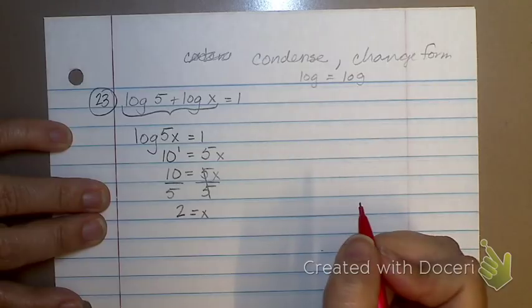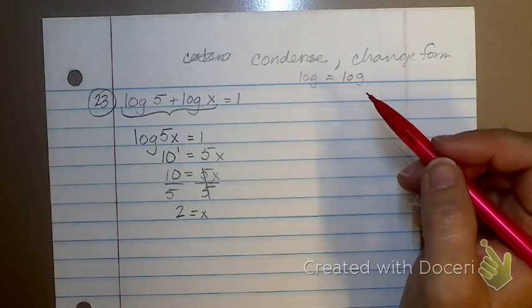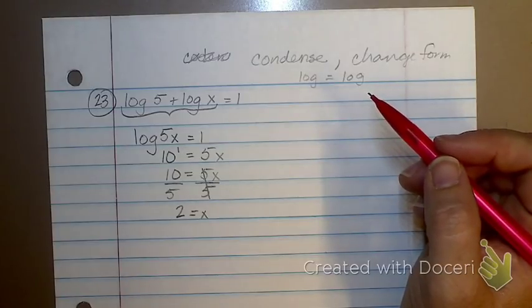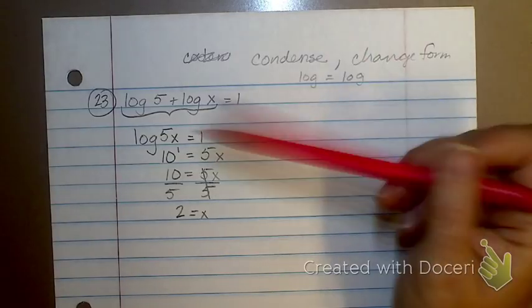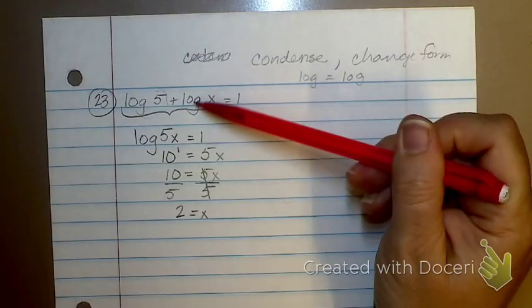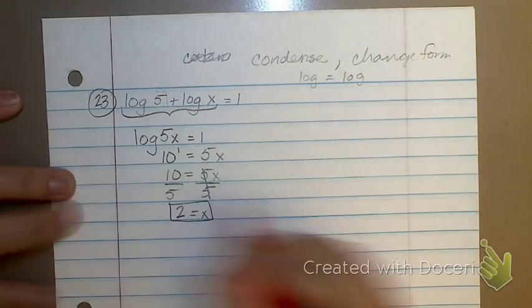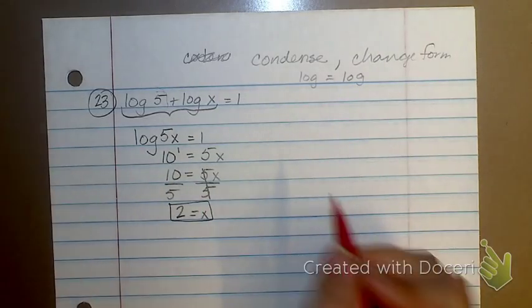2. I do need to check my answer in the sense that I'm looking for, remember the issue I had where I had the log of a negative number? I can't have the log of a negative number. If I plug in 2, it doesn't change this at all. That one's good. Log 2 is positive, so my answer is good. Easy peasy.